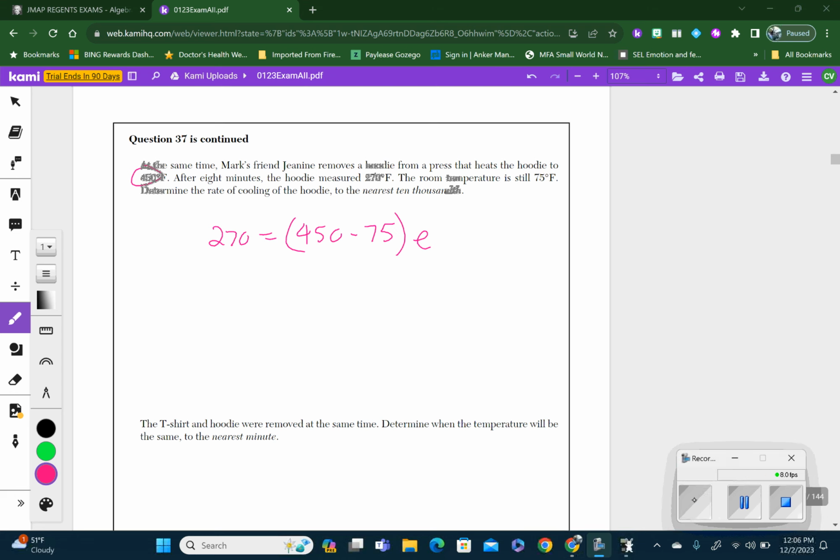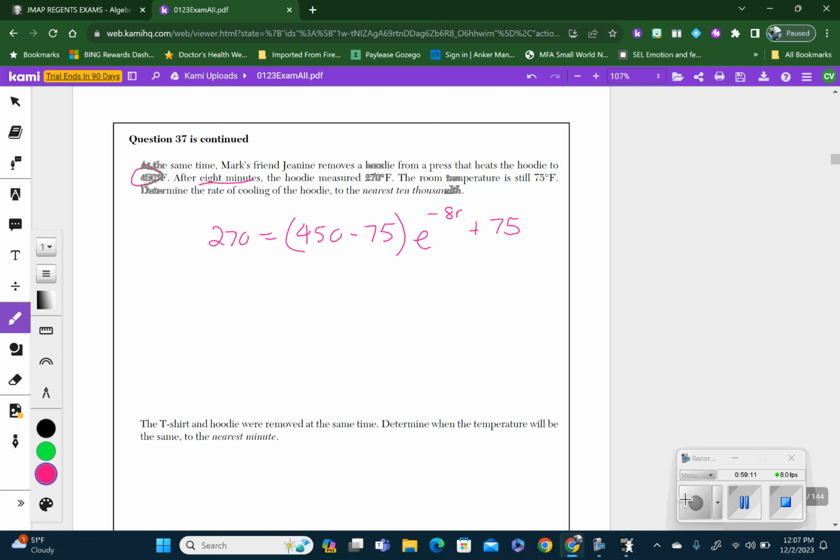But we do know it's after 8 minutes. So it's negative 8R. The R represents the rate of cooling, which is what we're going to find. The 8 minutes represents the time, so that's 8, and it's still negative. And then we have to put plus the room temperature, which is plus 75.